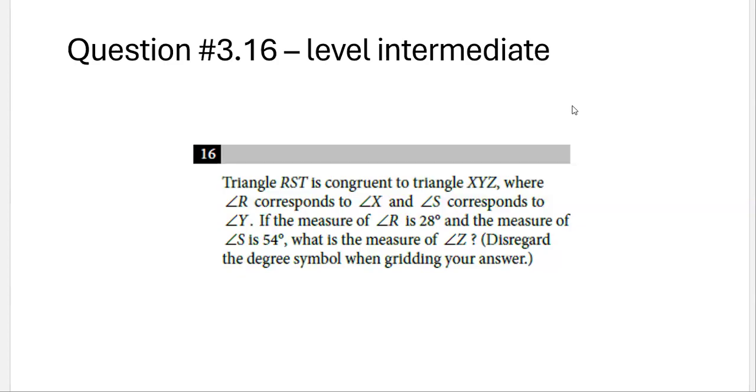This is number 16 on the 2020 PSAT exam. They said this one is a level intermediate. I would argue this is a level easy, actually. Let's see what it says, though.